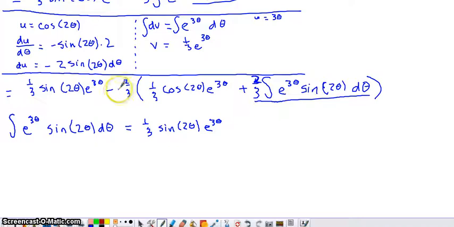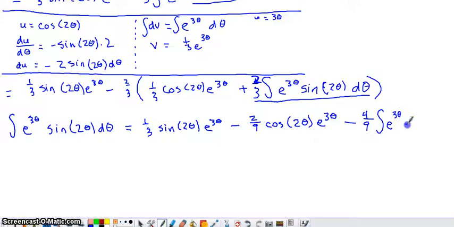I'm going to distribute this -2/3 into both of these pieces, right? So I'm basically writing this line out. I'm saying it's equivalent to what I started with, and at that same time, I'm going to distribute this in. So when I do -2/3 times +1/3, that'll give me -2/9, and then that term is a cosine of 2 theta e to the 3 theta. And then when I distribute -2/3 into +2/3, that should give me -4/9. And then I still have the integral of e to the 3 theta sine of 2 theta d theta.